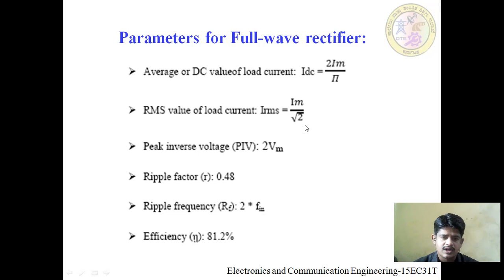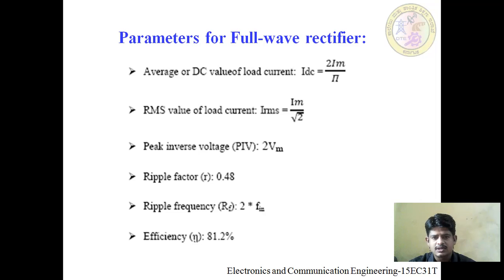As you have already seen for the half wave rectifier, we are going to derive the ripple factor value and efficiency value by using the average value and RMS value. So remember these two equations. If you have understood calculating the ripple factor and efficiency of a half wave rectifier, you can even try calculating the ripple factor and efficiency of a full wave rectifier.